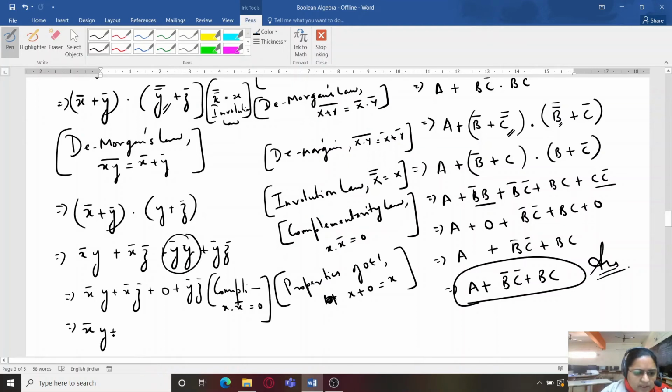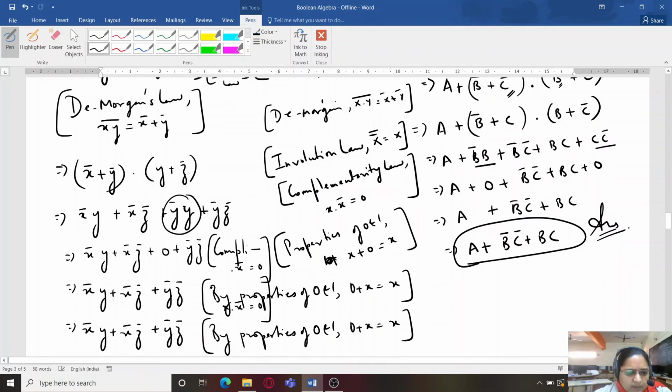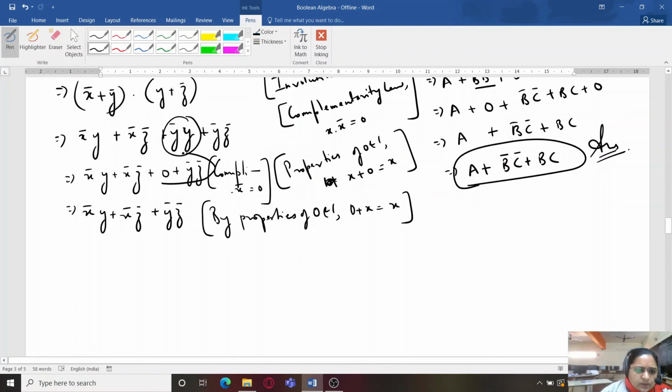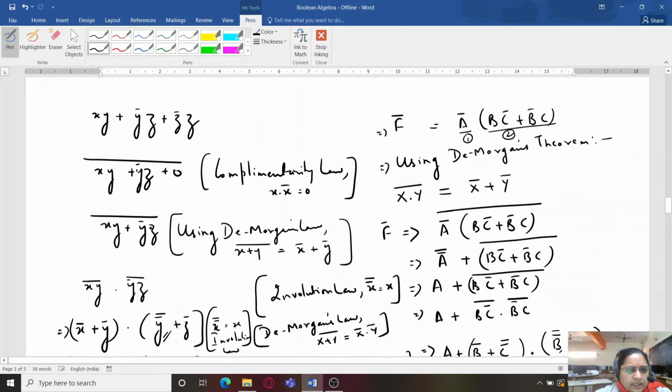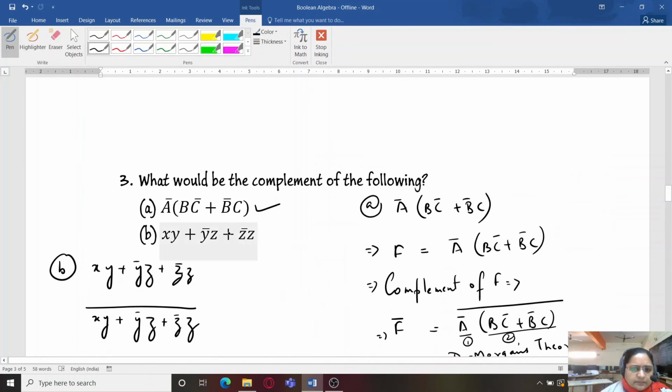So the final expression is going to be, again by properties of zeros and ones, which is equal to, 0 plus x equals x, because we had 0 over here. So we are assuming that this can be written as y'z'. So now I think it is already in the reduced form, and hence it is the complement of the expression, that is this one, the second one.